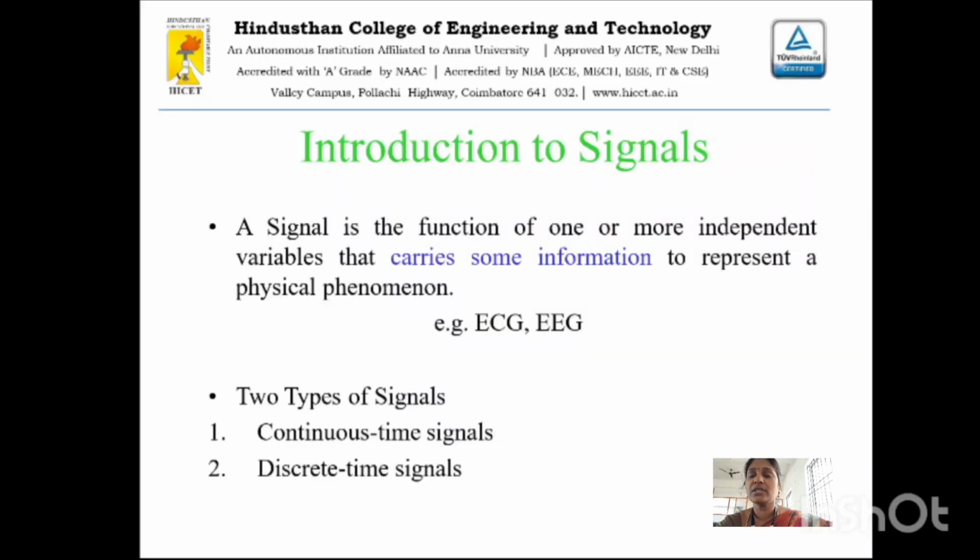The first topic is the definition of the signal. A signal is a function of one or more independent variables that carries some information to represent a physical phenomenon. For example, ECG signal, EEG signal.